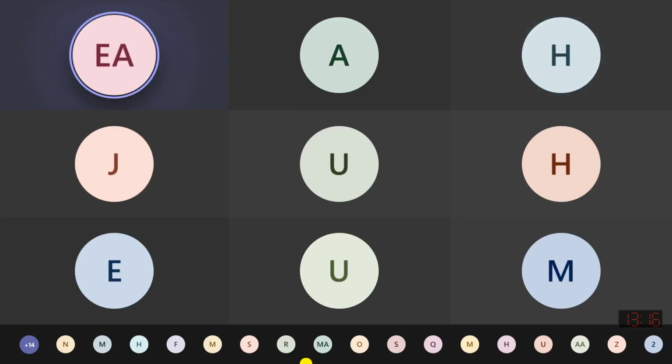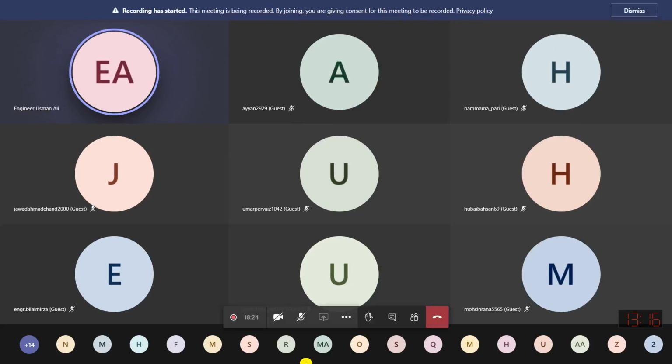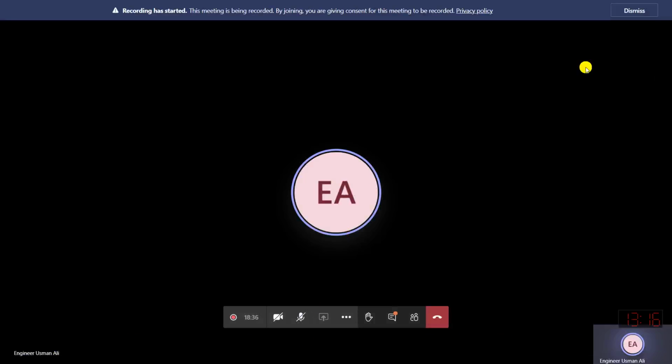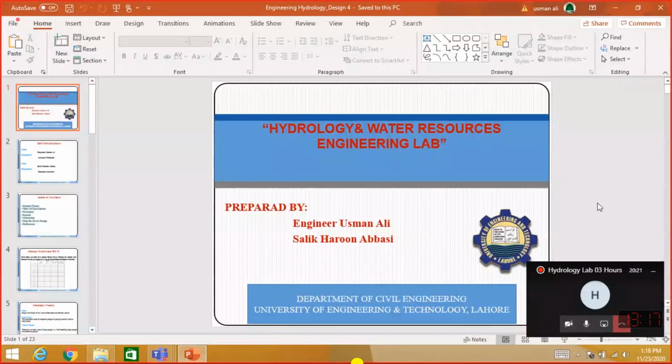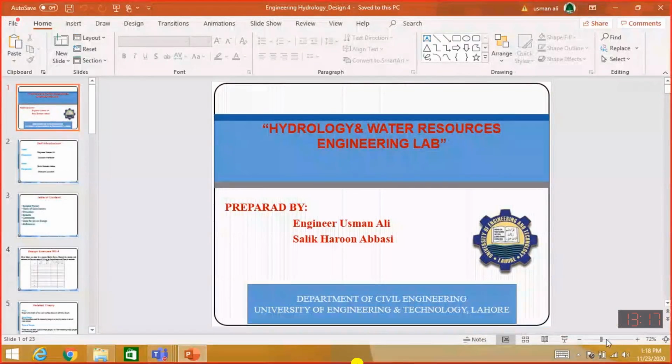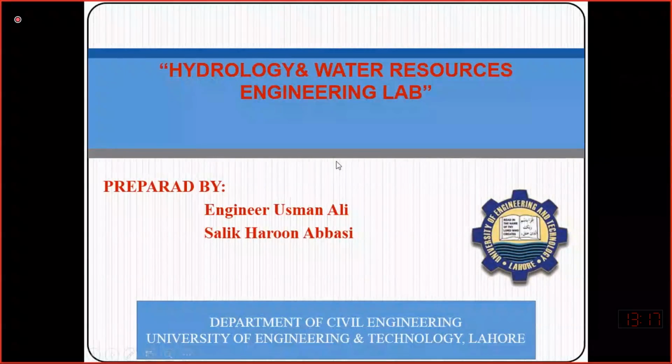Okay, so let me start with design number 4. Let me start with the recording and share the slides. I've already placed these slides of design number 4 along with the manual of design 4 in the drive relating to lab, so you can download from there. You have the link already with you. I placed it today, so you can get it from there. So design number 4 is what we have to discuss and complete today.